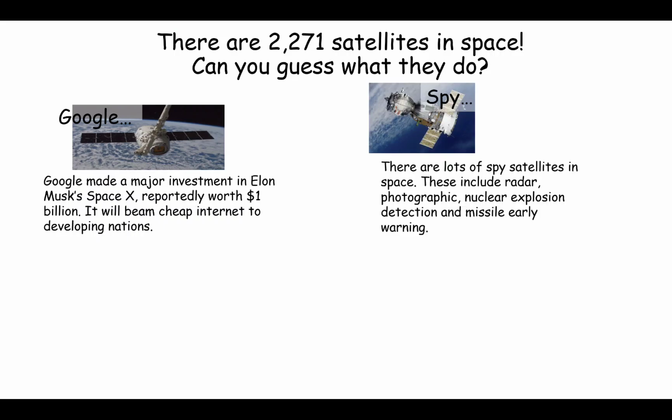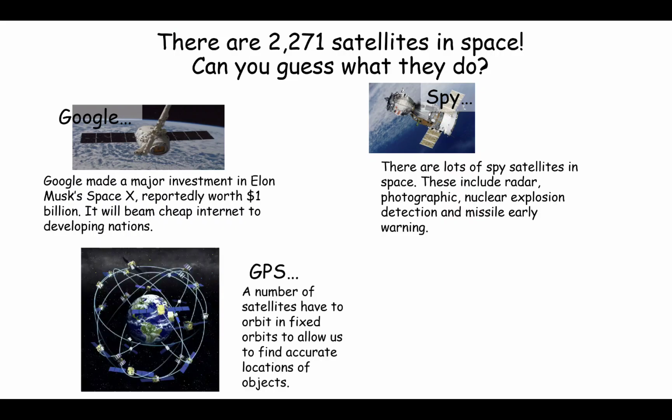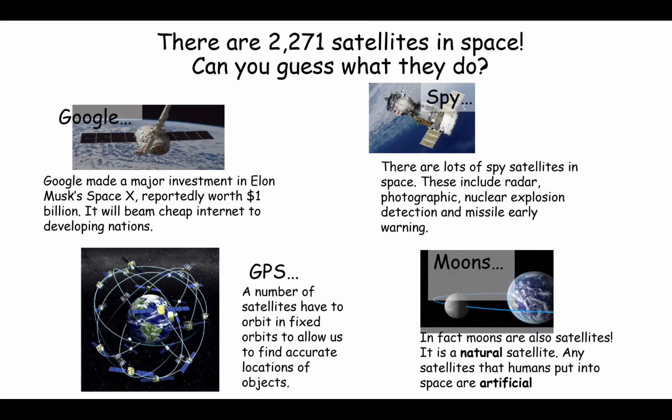Spy satellites include radar, photographic, nuclear explosion detection, and missile early warning systems. And then there's GPS, so a number of satellites have to orbit in a fixed position. There's a lot of satellites in a fixed orbit, and it allows us to find the accurate locations of objects. It requires 3 satellites to get an accurate GPS location. And then moons, so again, moons are also satellites, it's just that they're natural satellites. And any satellites that humans put into space are indeed artificial.